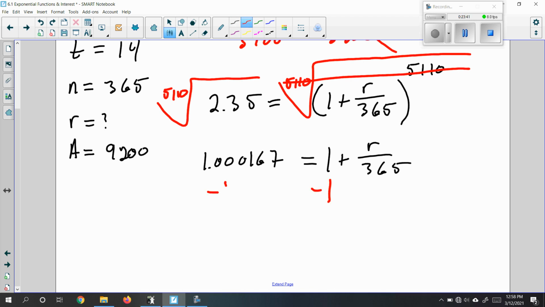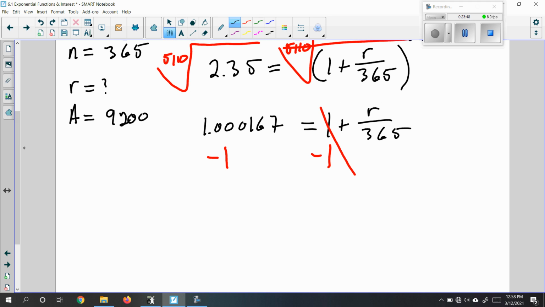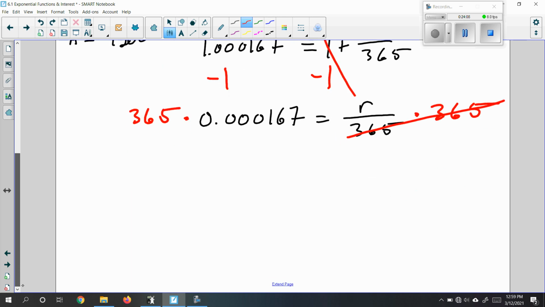Okay, we're almost done. So I'll just subtract the 1. So this is 0.000167, and that's equal to r over 365. And so now we'll just multiply both sides by 365 to get our value for r. I don't know why this is purple.